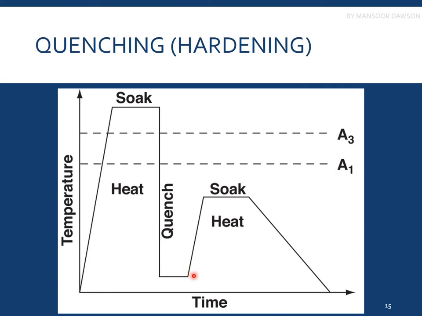Okay, and then again, to release the stresses from hardness, or to eliminate brittleness, what we do is we heat it to a certain temperature below the lower critical line, soak it for some time, and then we cool it down at a slower rate. So by that we can achieve a combination of hardness and softness in our material.